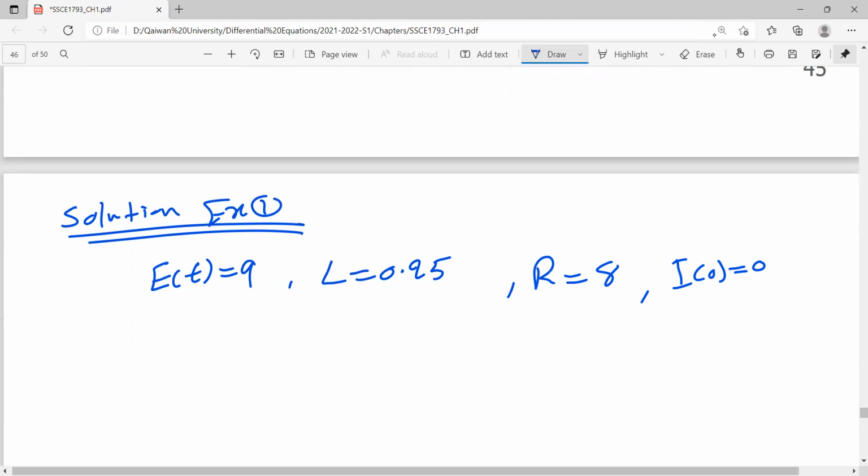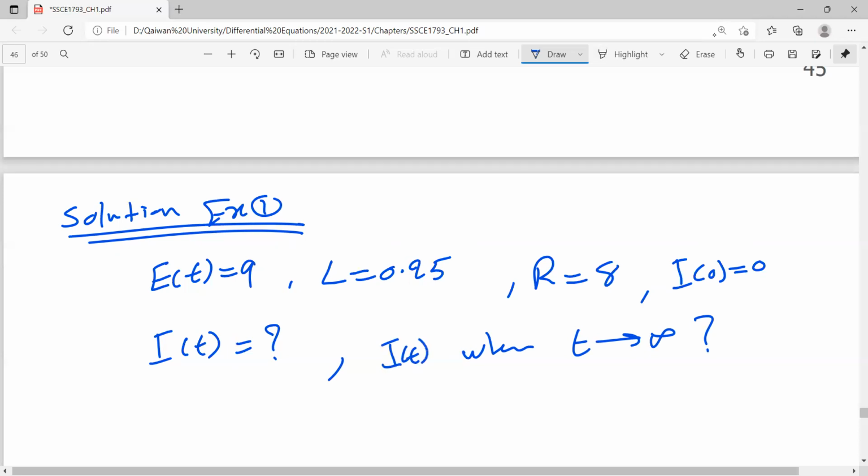These are the given information. What should we find? We should find I of t. And also, what's I of infinity? I mean, what's I when t approaches infinity? So here, we should find two things. First, I of t. After finding I of t, we let t approach infinity and get I of t when t approaches infinity.